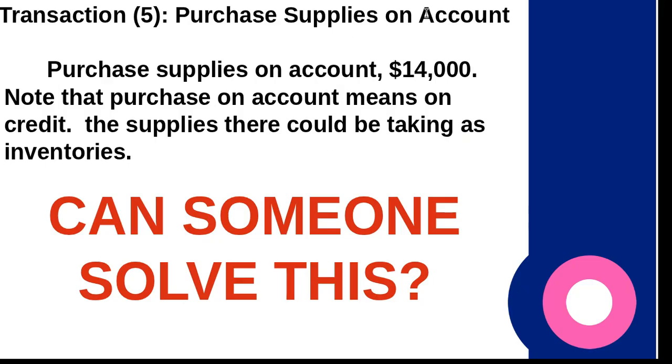Look at this one. Purchase supplies on account, 14,000 naira. Note that purchase on account means on credit. So anytime you hear purchase supplies on account, it means that you purchased those things on credit. So how do we treat this kind of thing? Can anyone give us an answer? Anybody? I don't want this class to look as if I'm the only one talking. So you purchase supplies.